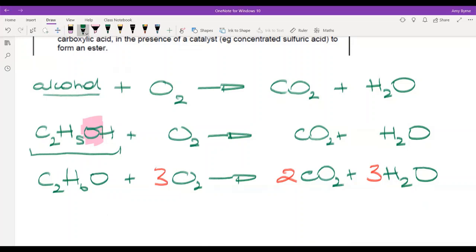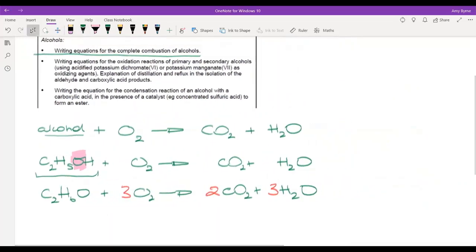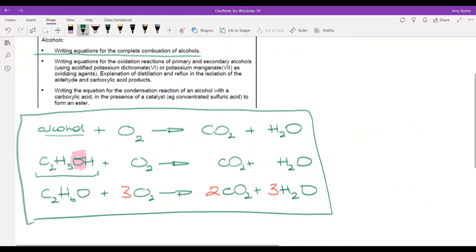Okay, so that's all I'm going to talk about combustion with that example. I'd expect you to be able to write combustion reactions for any of those alcohols without too much bother. As long as you go carbon, then hydrogen, then oxygen, it should come out fine.